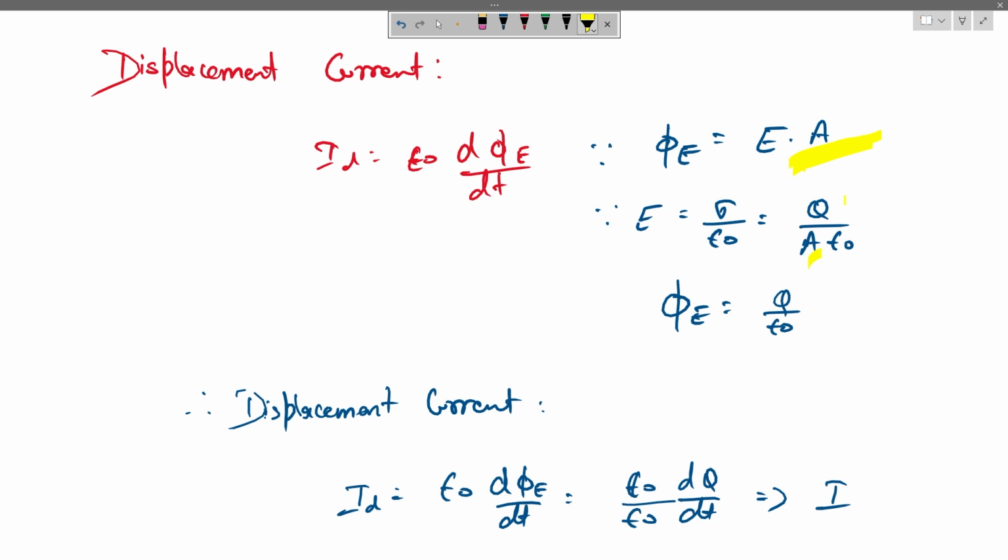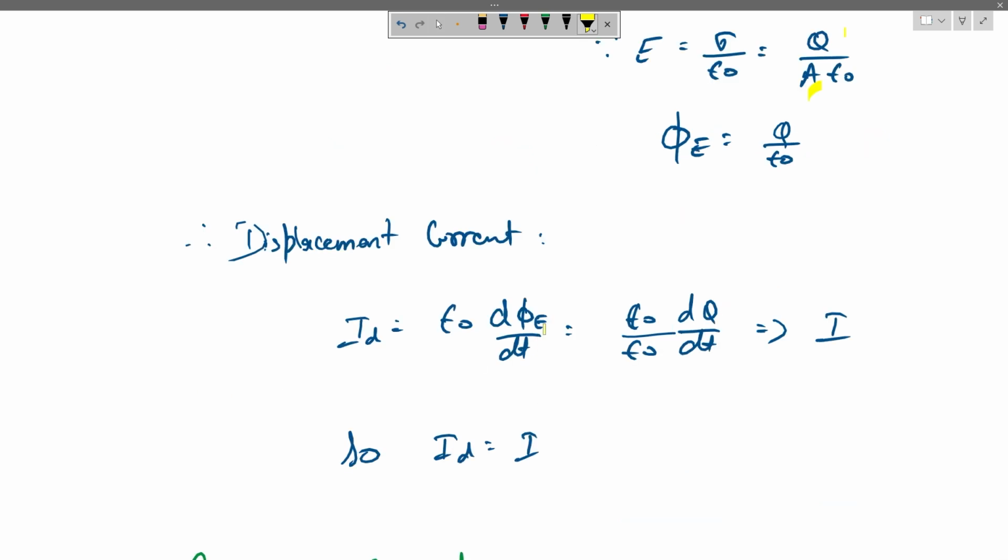Now displacement current is defined by epsilon naught d phi by dt. After substituting this flux in the expression, we get epsilon naught multiplied by dQ by epsilon naught dt. So the epsilon naught cancels and we get the value of displacement current equal to I. So the displacement current would be equal to the conduction current.